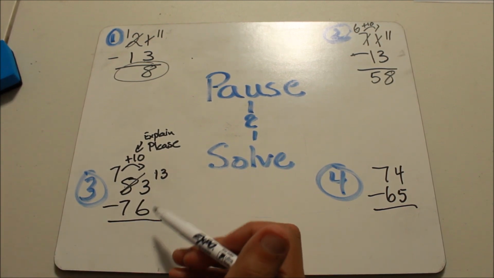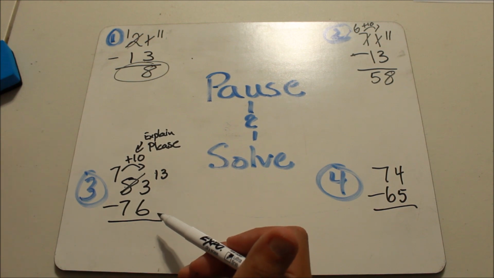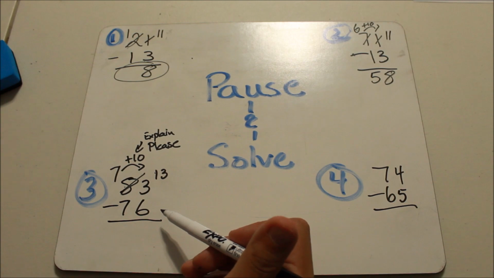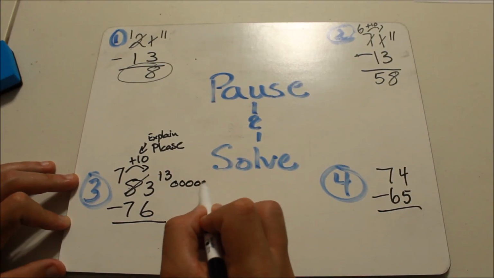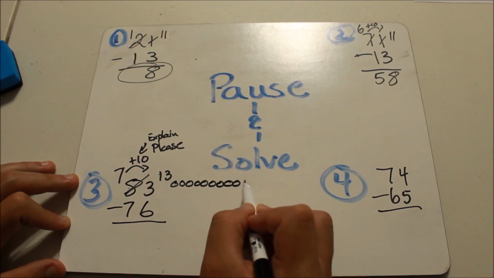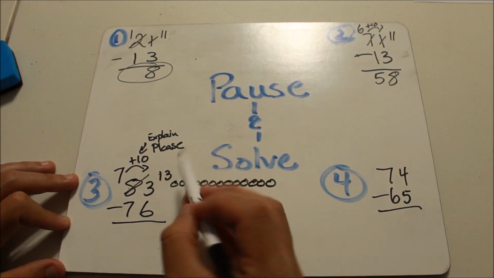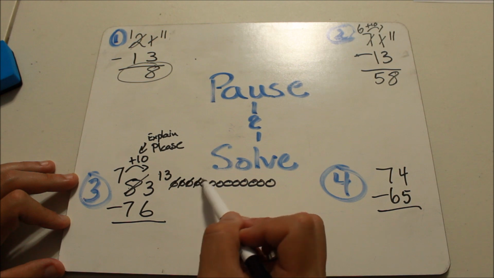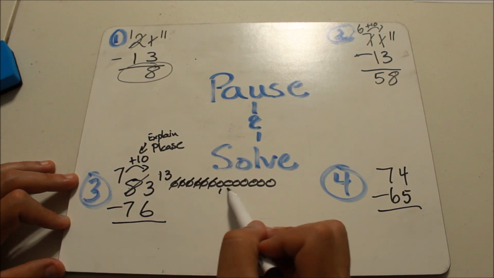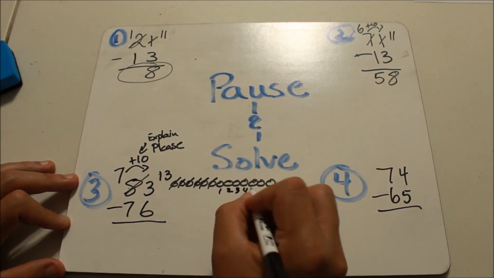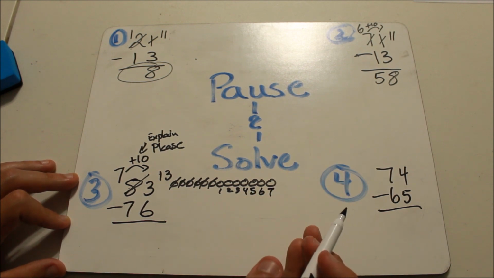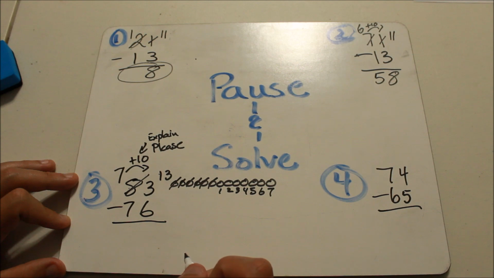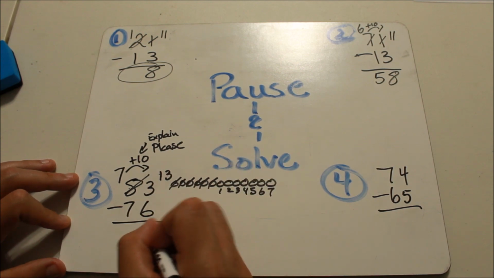If you know the double of 6 is 12, then you could figure out 1 more would give me 13, which means you could draw 13 circles, 1, 2, 3, up to 13, and cross out 6. 1, 2, 3, 4, 5, 6. And I have 1, 2, 3, 4, 5, 6, 7. That's one way to do it. Or if you know your facts with your double plus 1, you're able to solve it.